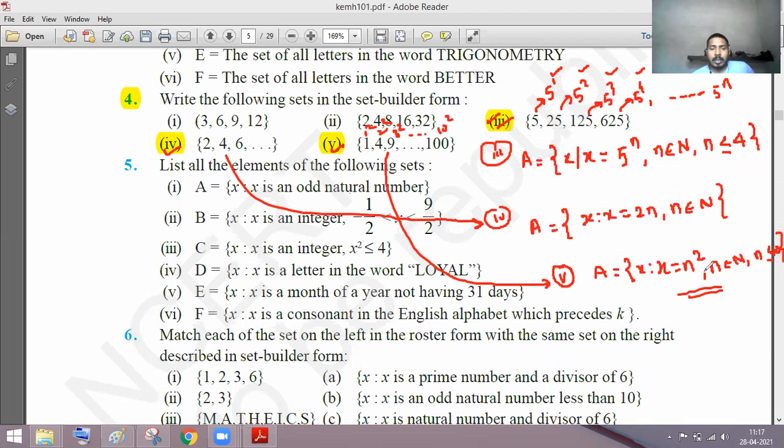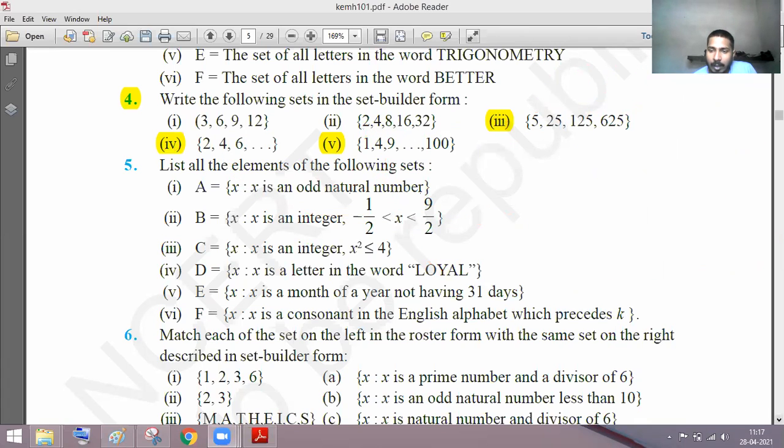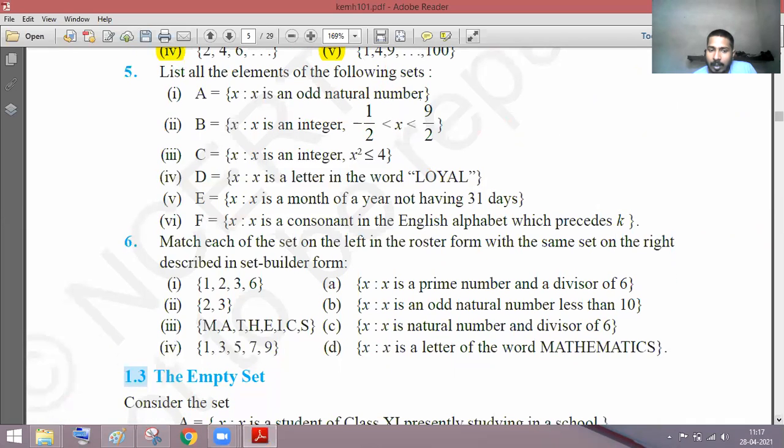Okay, so I think now you have understood how to write into the roster form or tabular form, or we can say the set builder form. So there will be no confusion with this. There will be no confusion with this concept, right? No, sir.